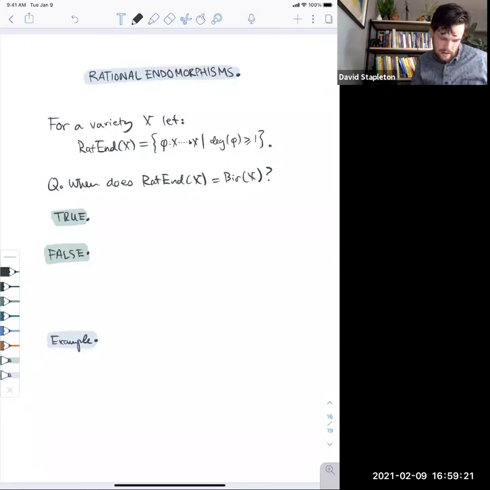So for a variety X, you can look at the set of rational endomorphisms of X, which let's say is the set of morphisms from X to X, where the degree is at least 1. So it's very natural to ask when the rational endomorphisms of X is equal to the birational automorphisms of X. And I think this is something that hasn't been studied so much in low dimensions.